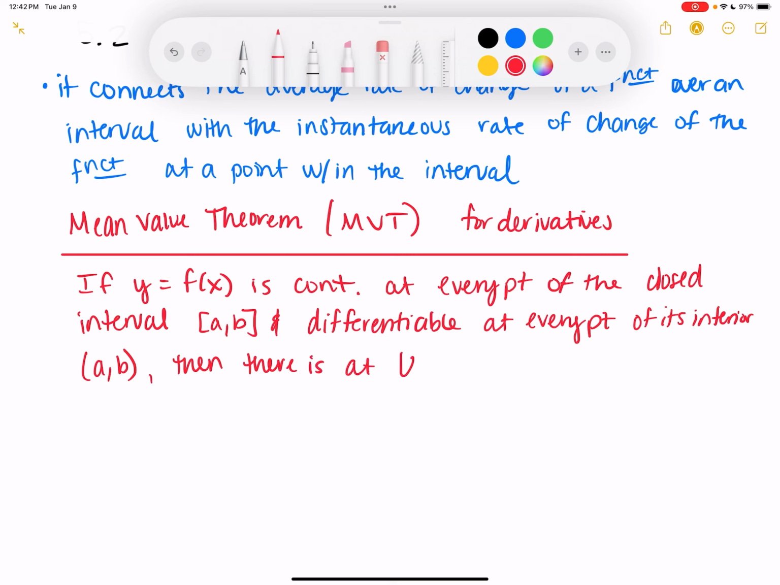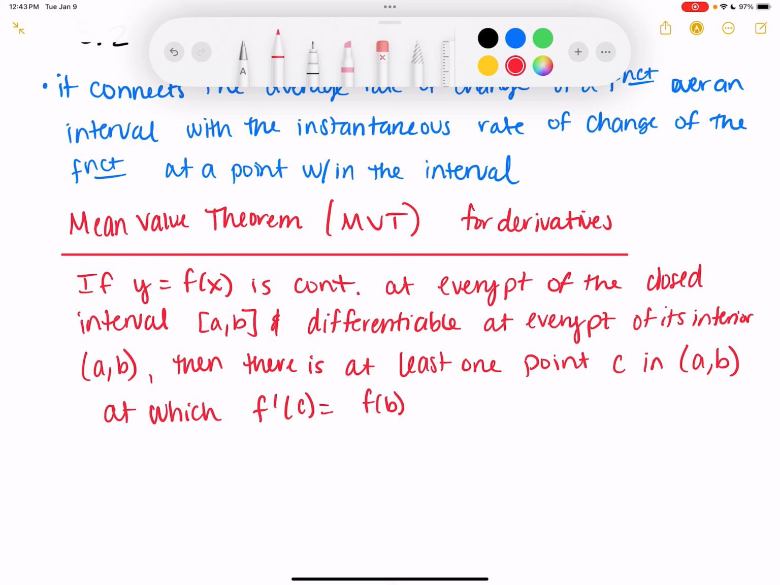there is at least one point c in the interval a to b at which f prime of c is equal to f of b minus f of a all over b minus a. And this is an existence theorem. Just because something would be existing within that.